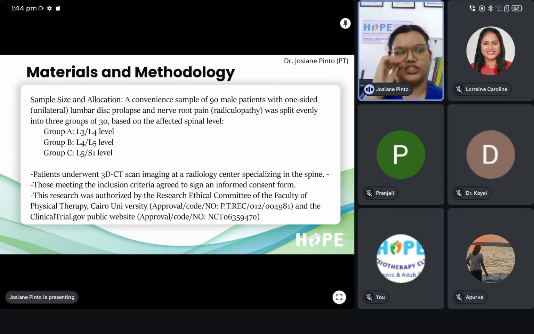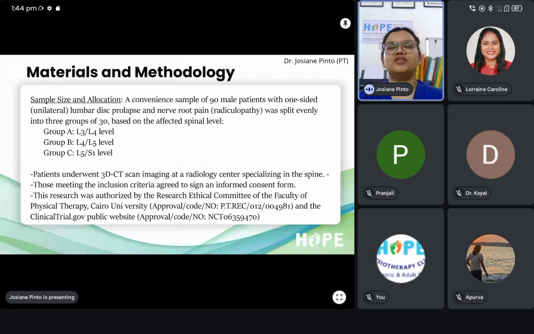Now the materials and methodology. The sample size and allocation. So there were three groups, A, B and C, and 90 male patients were taken with one-sided, that is unilateral, lumbar disc prolapse and nerve root pain.